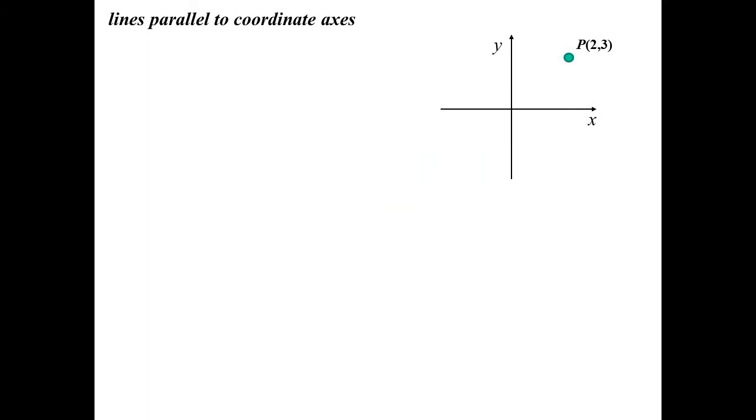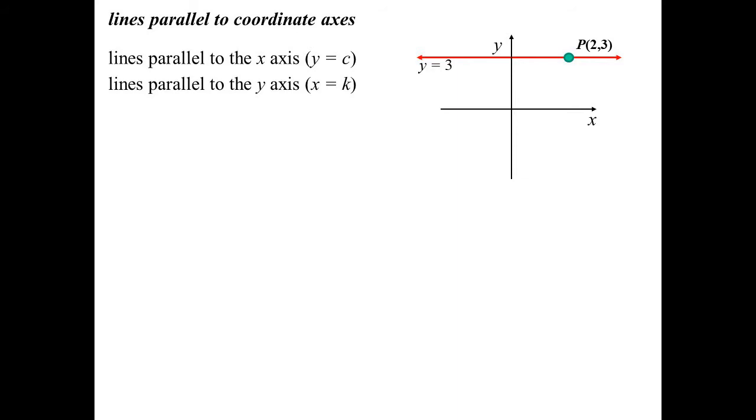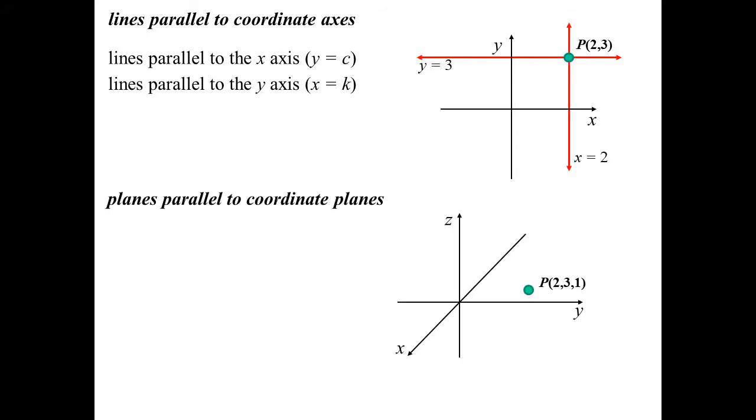Now in 2 dimensions, we know lines parallel to the coordinate axes. Parallel to the x-axis, y equals a constant, in this case 3. Parallel to the y-axis, x equals a constant, in this case 2. Now when we go to 3 dimensions, x equals a constant, y equals a constant, z equals a constant is no longer representing a line. It's now representing a plane.